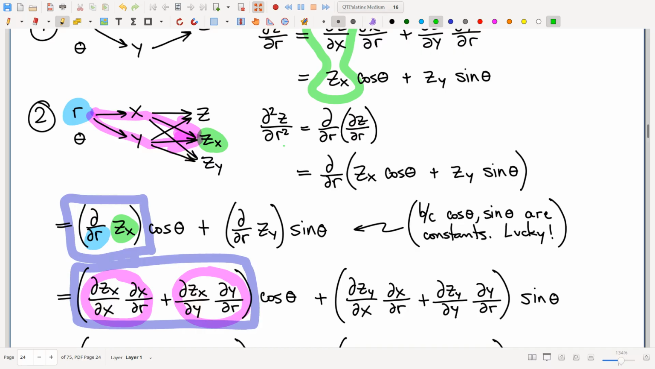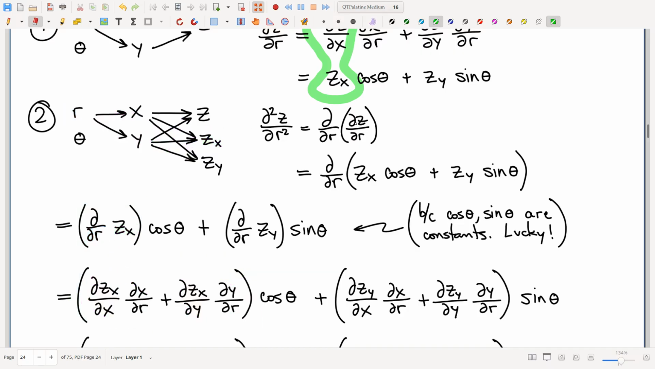Oh, okay, yeah, cool. Okay, all right. So let's see here. By the way, same thing on the partial of ZY with respect to R. There's ZY. There's R.